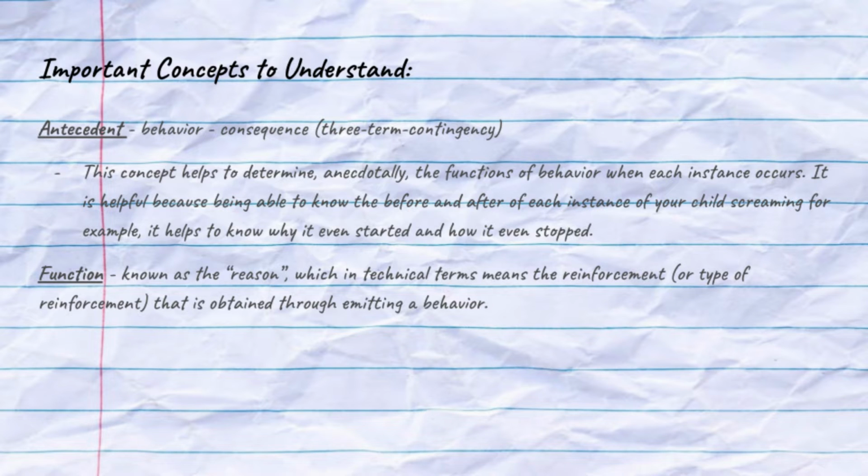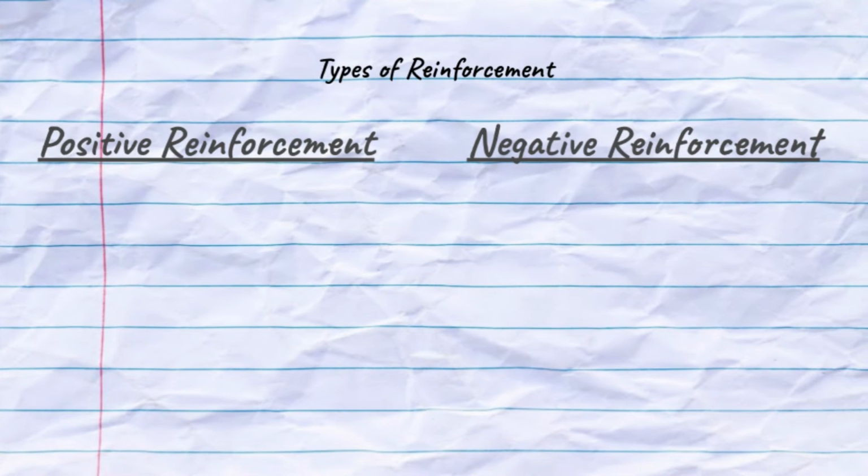And before we continue talking about functions of behavior, let's talk about function. The function is known as the reason, which in technical terms means the reinforcement or type of reinforcement that is obtained through emitting a behavior. In general, when discussing the functions of behavior, there are two types of reinforcement that is obtained. One is positive and one is negative. We'll go through each type of positive reinforcement and each type of negative reinforcement.